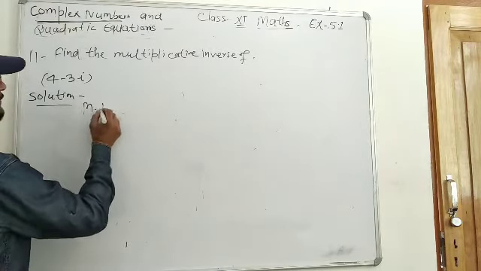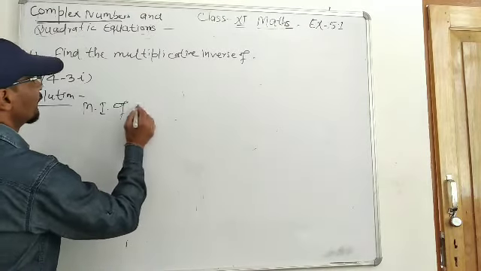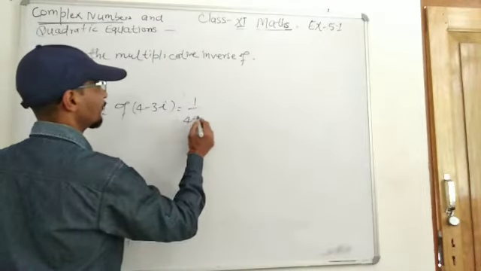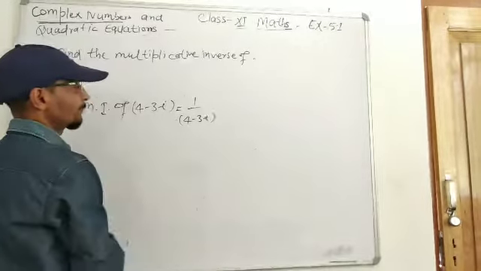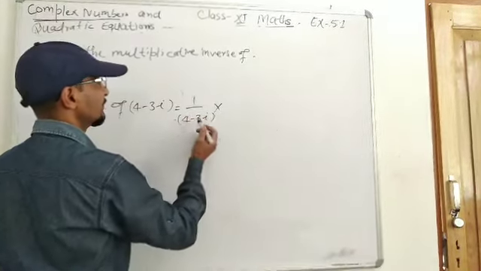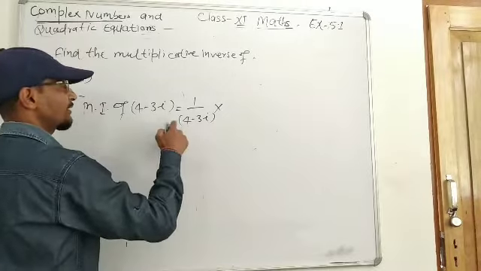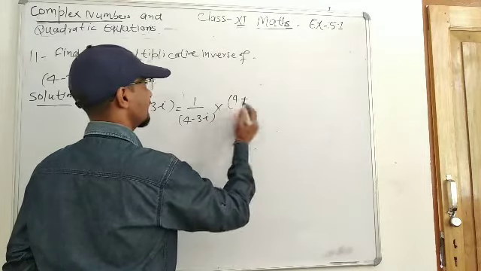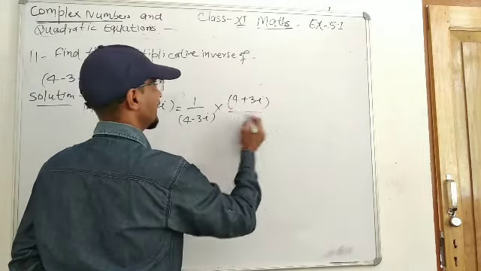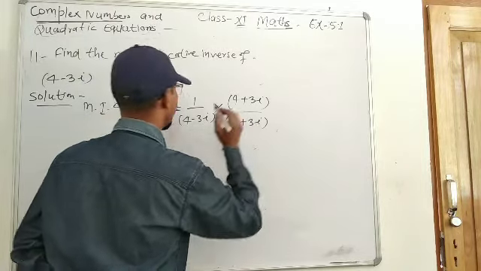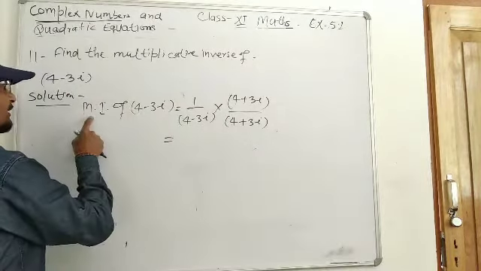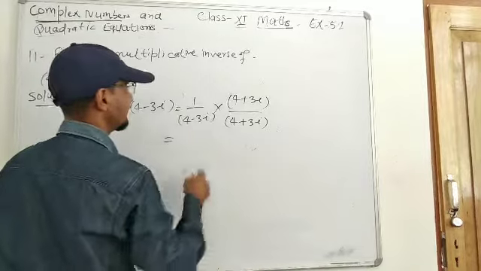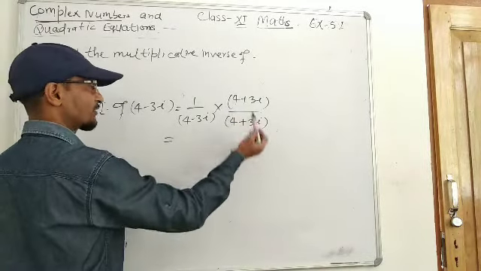So the multiplicative inverse of 4 minus 3i, inverse means its reciprocal, which is 1 by 4 minus 3i. Very easy. And how to solve this? In the denominator is 4 minus 3i, so rationalize it. The rationalizing factor of this: if it is negative, the RF is positive, so 4 plus 3i. Whatever we multiply, we must also divide by the same number. Check once again: multiplicative inverse of 4 minus 3i is 1 by 4 minus 3i. While rationalizing, we get 4 plus 3i on top and 4 plus 3i below.